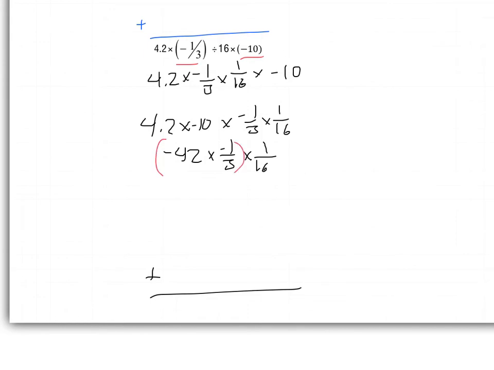because I know that one's going to come out even, because this is 7 times 6, and 6 has a factor of 3. So this ends up being the same thing as 7 times 2. This is a positive 14 times 1 over 16, which is 14 over 16, which simplifies to 7 over 8. And again, positive.